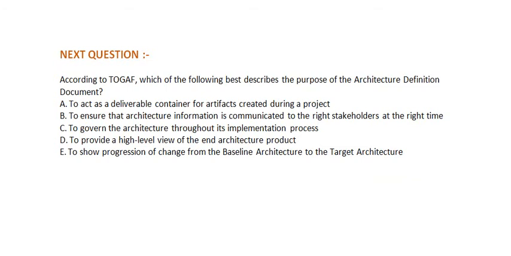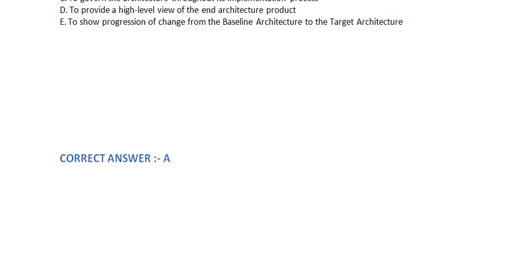Option D, to provide a high-level view of the end architecture product. And option E, to show progression of change from the baseline architecture to the target architecture. The correct answer is option A.